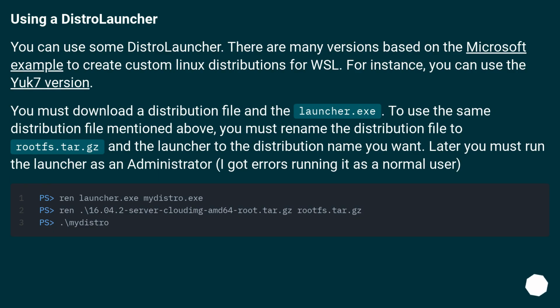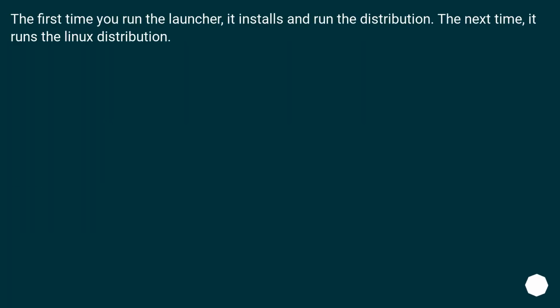Using a distro launcher. You can use some distro launcher. There are many versions based on the Microsoft example to create custom Linux distributions for WSL. For instance, you can use the Yuk7 version. You must download a distribution file in the launcher.zip. To use the same distribution file mentioned above, you must rename the distribution file to rootfs.tar.gz and the launcher to the distribution name you want. Later you must run the launcher as an administrator. I got errors running it as a normal user. The first time you run the launcher, it installs and runs the distribution. The next time, it runs the Linux distribution.